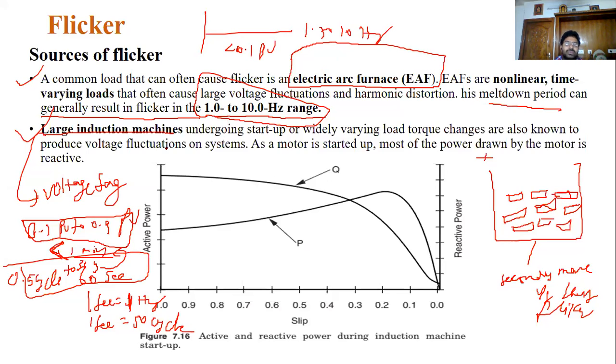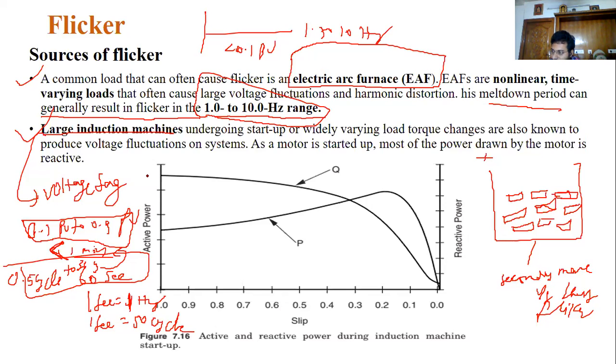So large induction motor starting will also lead to flickers, as well as voltage sag. You know that whenever one machine is operating, it is not only producing that one fault. This induction motor also causes voltage sags, and at the same time it will also cause some flickers.